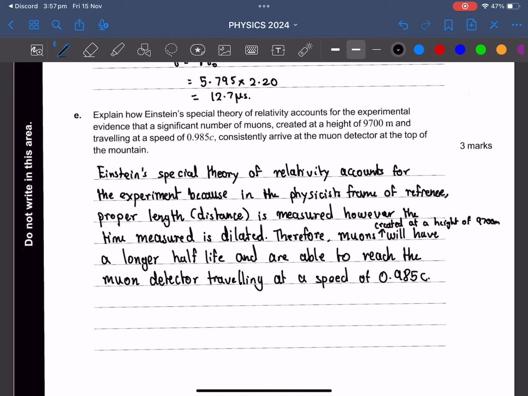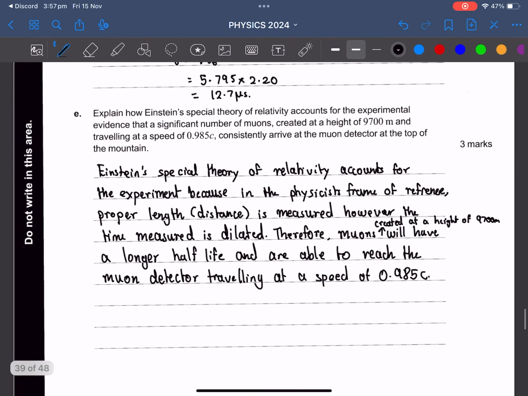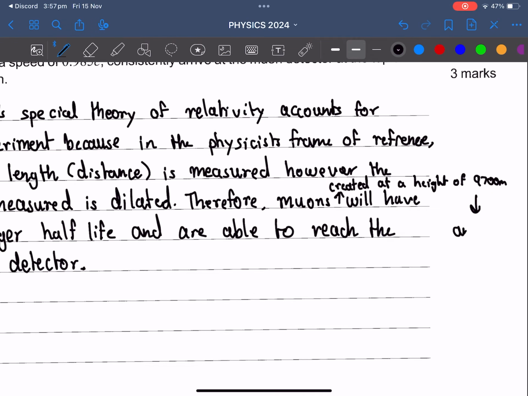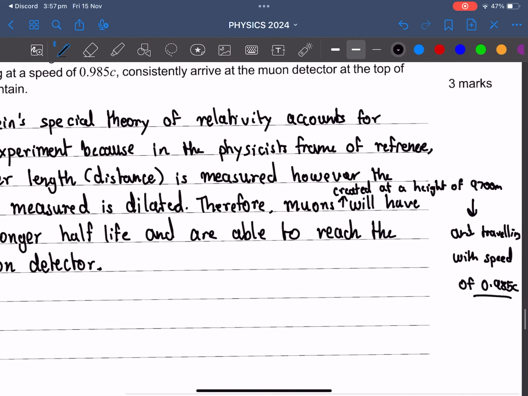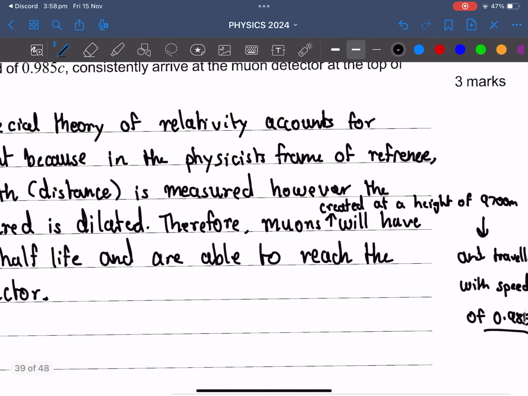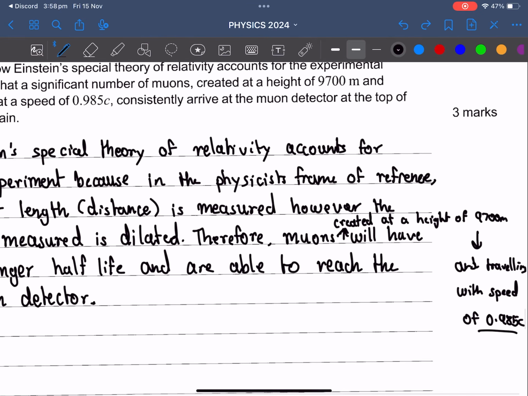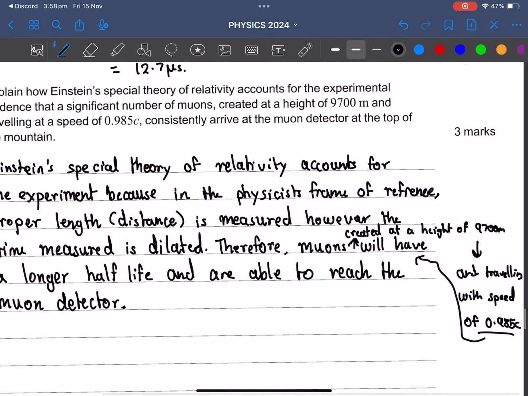Okay. To reach the muon detector, maybe I'll remove that and put it here: at a height of this, and traveling with a speed of 0.985 c. Sorry, it looks so messy, but basically, right after this section you have to read this over here. Okay, and then I'll put an arrow saying that you can go back here. Alright.